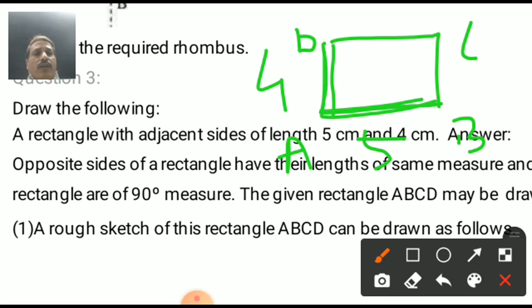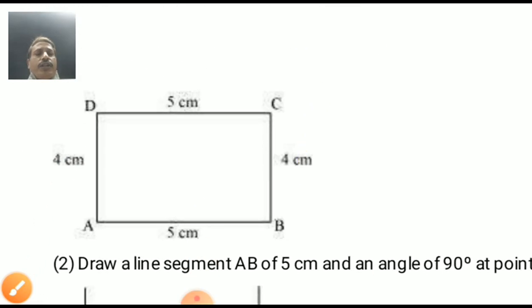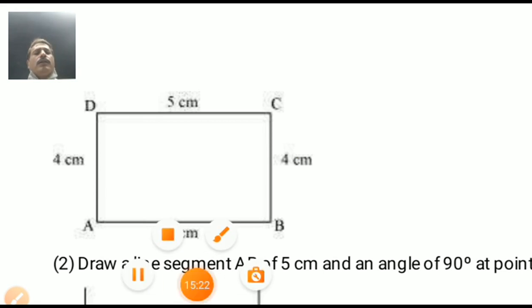And in a rectangle we know opposite sides are equal. If AB is 5 centimeter, then CD is also 5. If AD is equal to 4 centimeter, then BC is also 4 centimeter. Isn't it? Yes, correct. Now start with our rough sketch. Rough sketch is on your screen. Observe carefully. Yes, student. Very good.